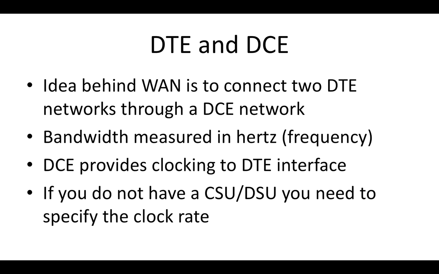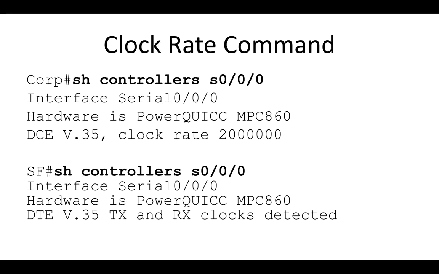So we talked about this a little bit. Our bandwidth for those is measured in hertz. Basically, that's the frequency of those cables, and that's what that DCE is providing, that clocking rate for those. If you wanted to see what it looks like, you can just do a show controllers on a serial interface. It'll tell you which one is the DCE, which one's the DTE, tells you the clock rate on the DCE end. So basically what frequency are you allowing to go through that cable.